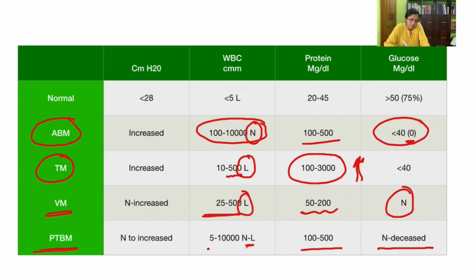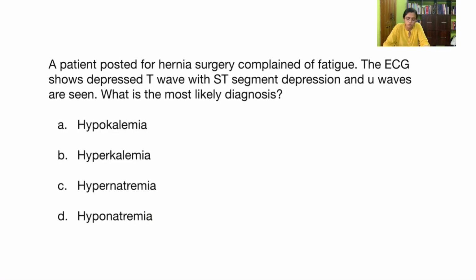You should always remember the normal values, because only then can you identify the abnormal. The normal pressure is less than 28 centimeters of water. WBC normally is less than 5 and it is lymphocytic. Protein is 20 to 45 milligram per deciliter, and CSF sugar is more than 50 milligram per deciliter, or at least more than 75% of the serum glucose.